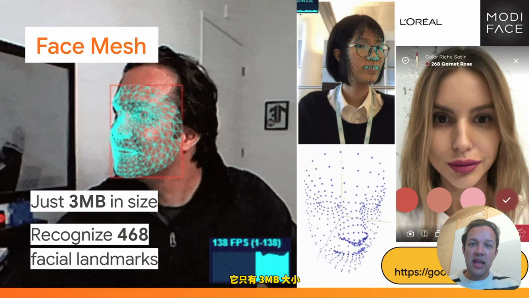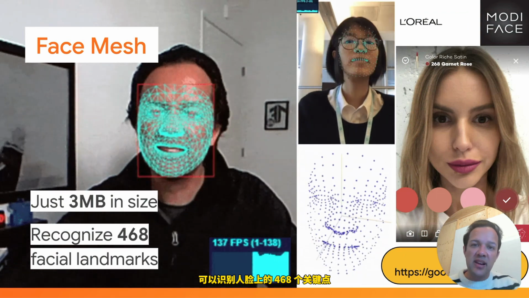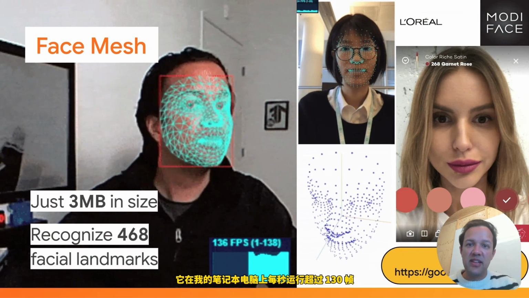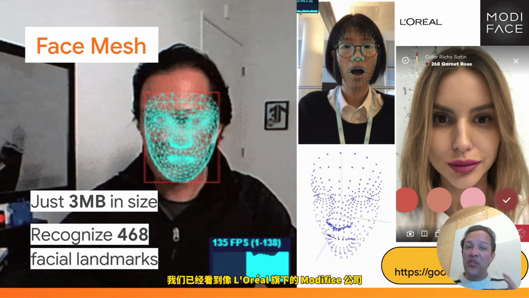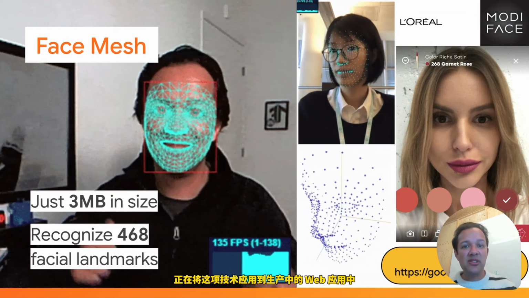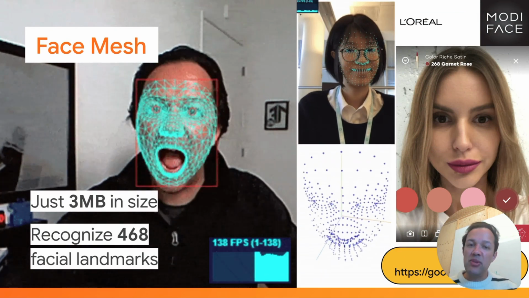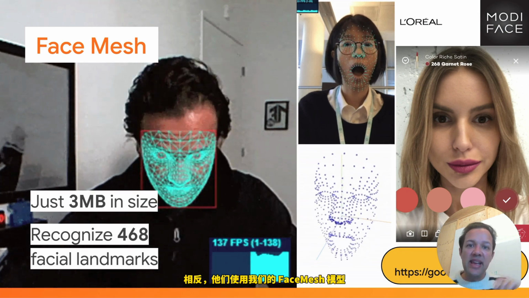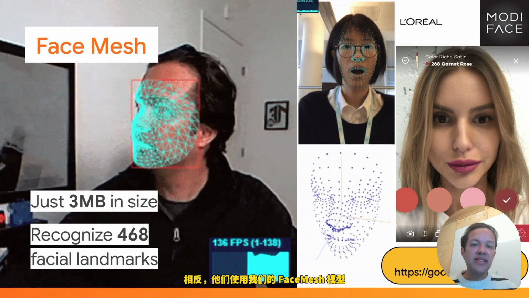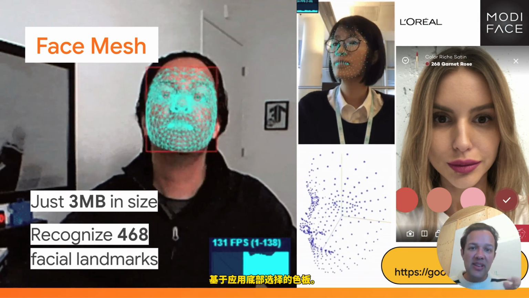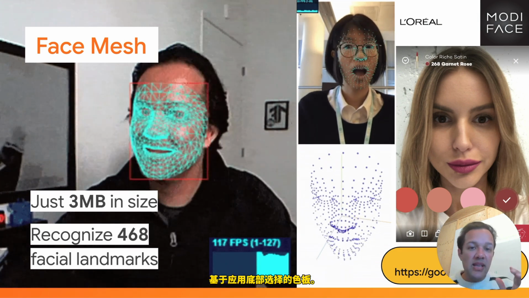And next, we have our face mesh model, just 3 megabytes in size, and can recognize 468 landmarks on the human face. And as you can see, it's running at well over 130 frames per second on my laptop. And we're seeing companies like Modiface, who's part of L'Oreal, use this technology in production web apps today. The thing to note here is that the lady on the right is not wearing any lipstick. Instead, they're using our face mesh model combined with WebGL shaders to color in her lips in real time based on the color swatch she's chosen at the bottom of the app.